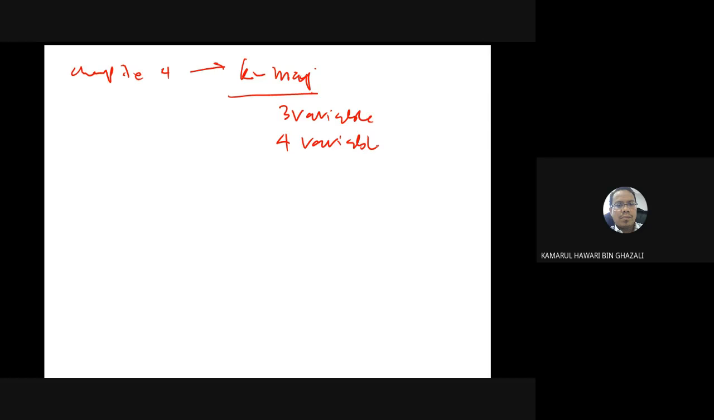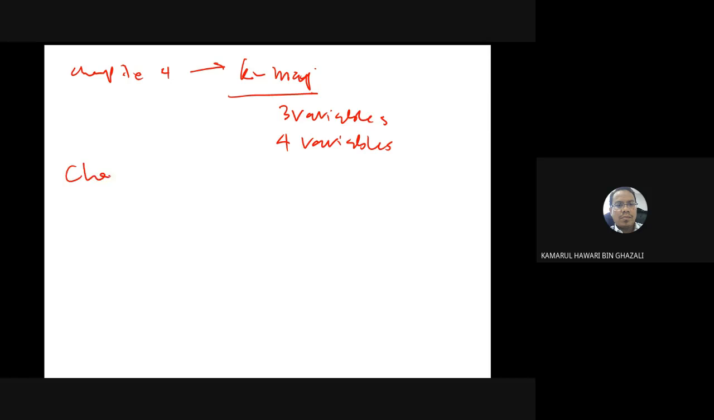Okay, next is Chapter 4, K-maps. There is no question on the direct K-maps, but there is a question where you need to use K-maps. Chapter 4, K-maps. Please do the exercise, because you will use K-map to answer the question. K-maps 3 variable, K-maps 4 variable. So this is very important.